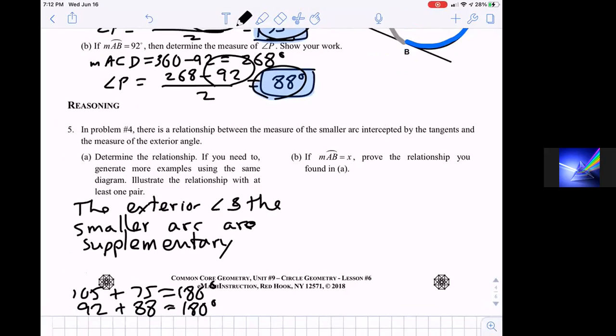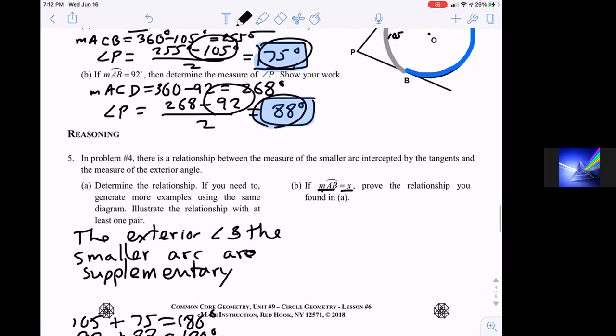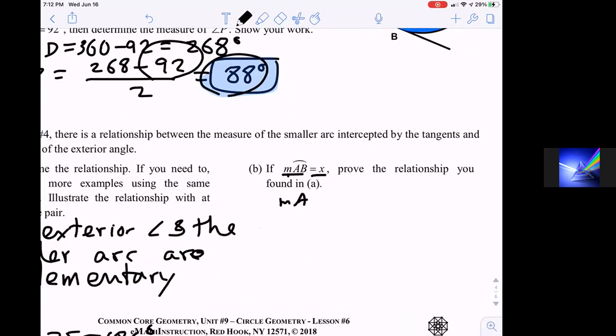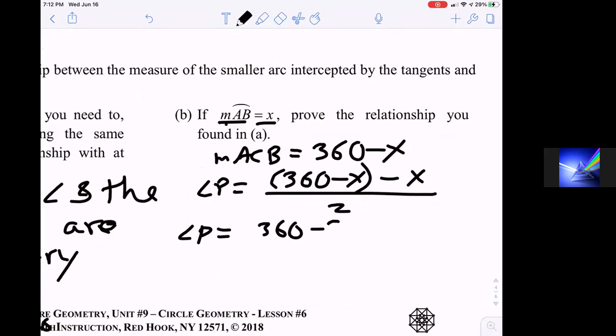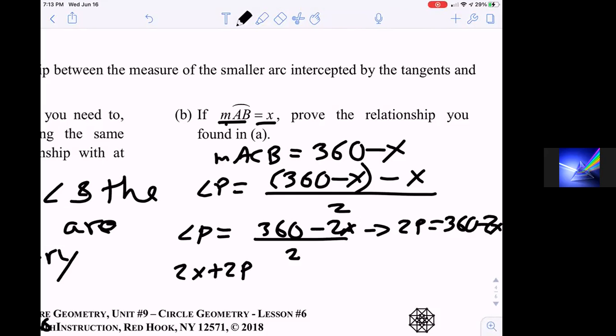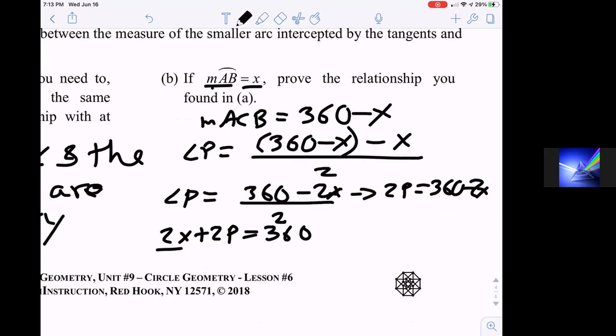But what we want to do is make the measure of the small arc, we're going to let that be x. We're going to prove this relationship. So to do that, the blue arc, that means the measure of ACB, the big one, would have to be 360 minus x, right? So angle P would be the big arc, which is 360 minus x, minus the smaller arc, which is x, over 2. Angle P is 360 minus 2x, over 2. Go ahead and multiply both sides by 2, and we get 2P equals 360 minus 2x. Add 2x to both sides, we get 2x plus 2P is equal to 360. Cut everything in half, and look what we have. X, which is the small arc, plus P, always adds up to 180 degrees.